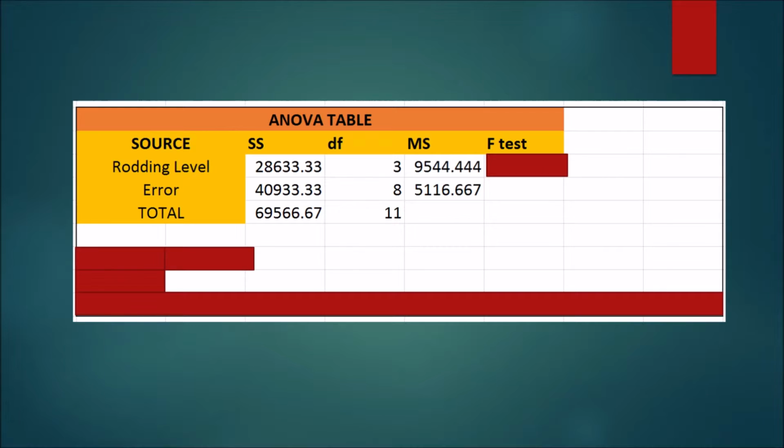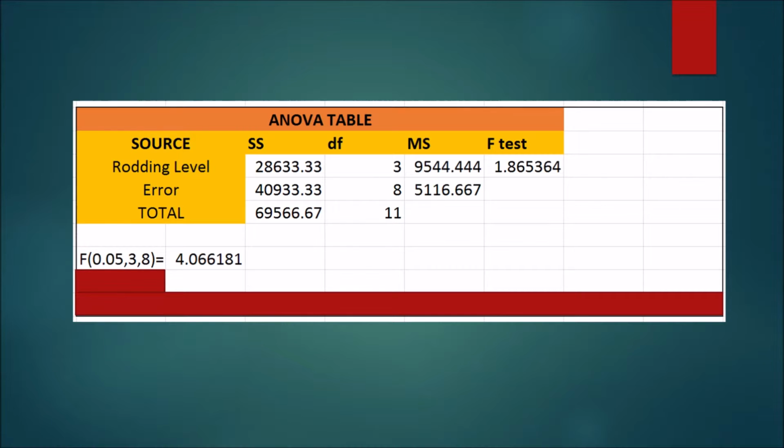Finally, the F-test is the mean square of the rodding level divided by the mean square of the error. In order to get conclusions from this, we need to obtain the F value of 0.05 with 3 and 8 degrees of freedom. The answer would be 4.0661.